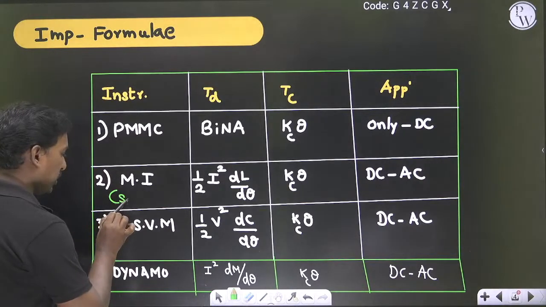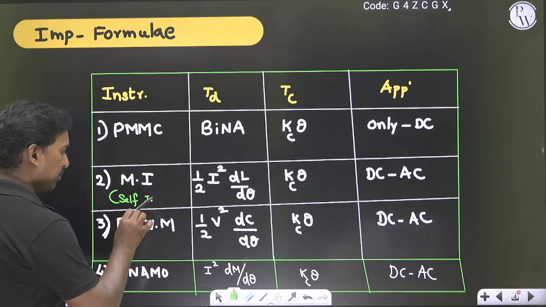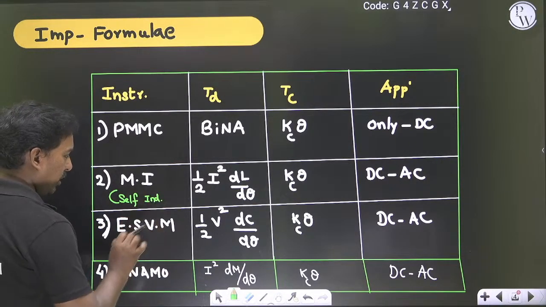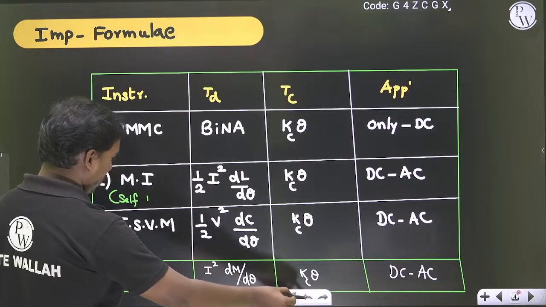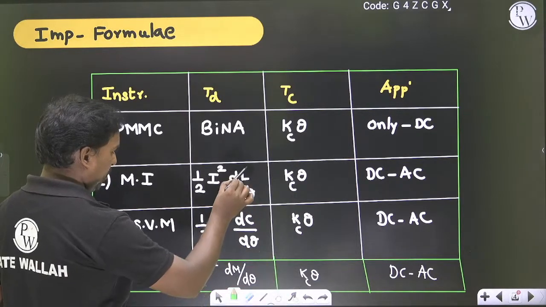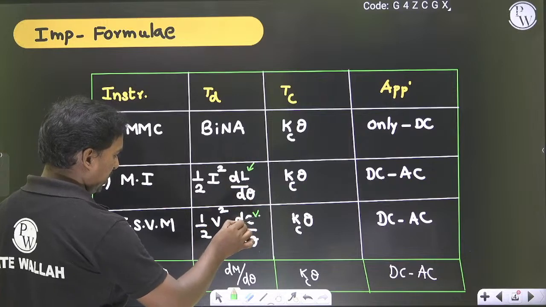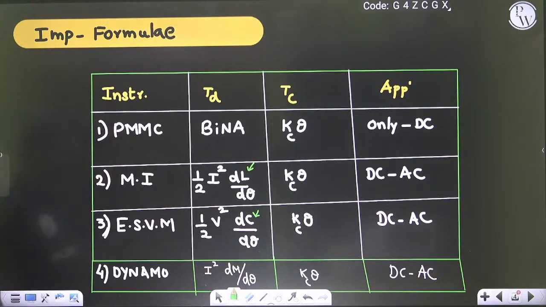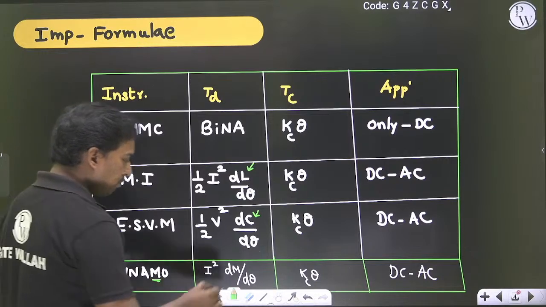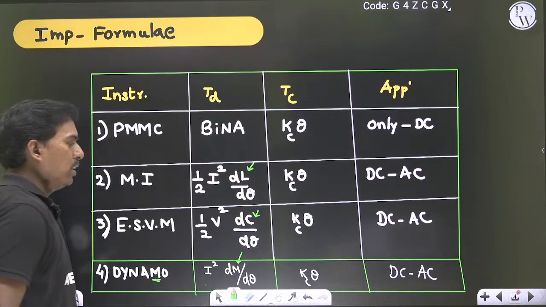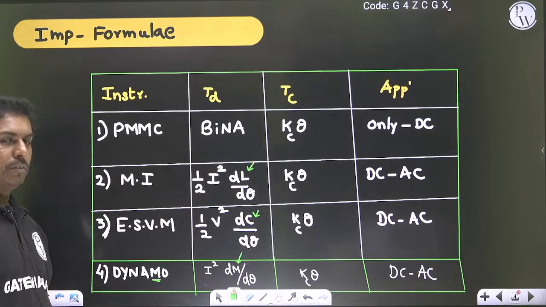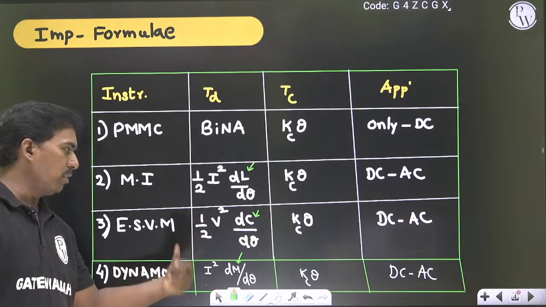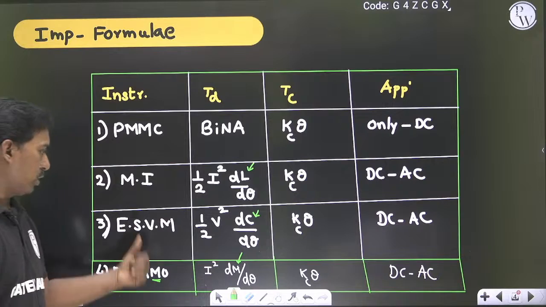The electrostatic voltmeter works on the concept of change in capacitance, while moving iron works on change in self-inductance. That is the point you have to understand. That's why we get dL by d theta here and dC by d theta there. The dynamometer works on mutual inductance, M. That is the technique to remember: I square dL by d theta is for self-inductance, dC by d theta is for capacitance, and dM by d theta is for the dynamometer.